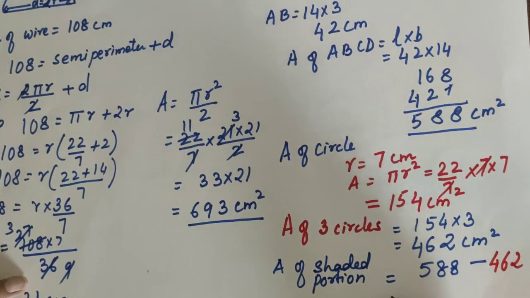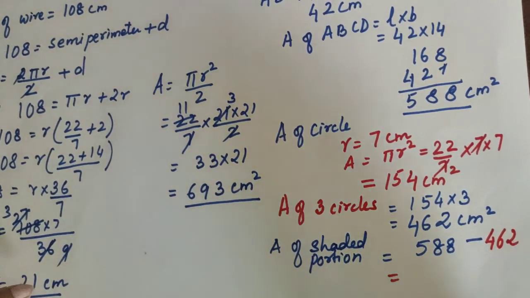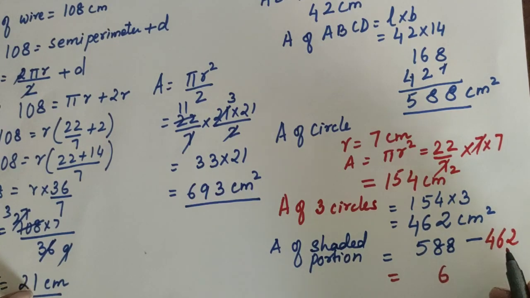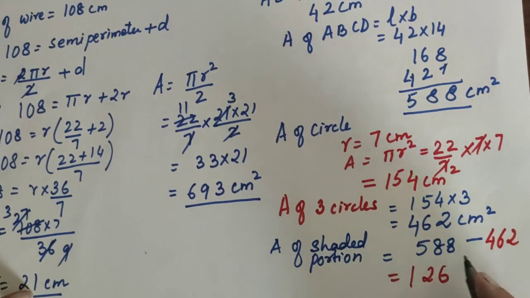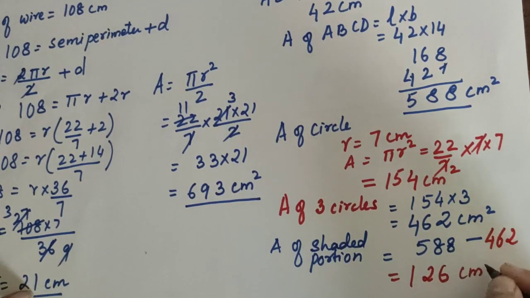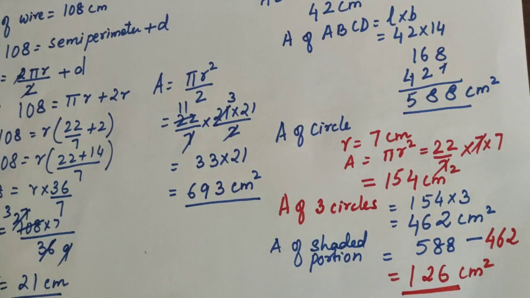Now when we subtract, we will get 8 minus 2 is 6. 8 minus 6 is 2 and 5 minus 4 is 1. So 126 centimeters square. So these are the things we have calculated, and this is the way we find the area of the shaded portion, which is 126 centimeters square. So we finish here the exercise.